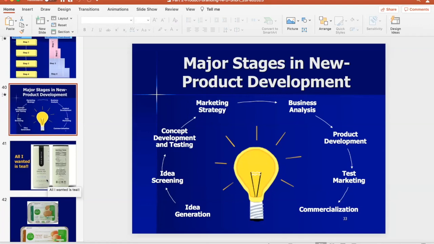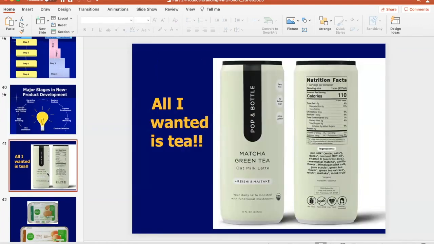I just brought a few products and I wanted to show you this. All I wanted is tea. So this person is realizing that there's more complication than they thought. This is not just tea, it's matcha green tea with oat milk and latte. It's reishi and maitake, and it talks about some kind of functional mushroom that's going to boost your immunity. It's non-dairy, non-GMO, non-fair trade, and women-owned.